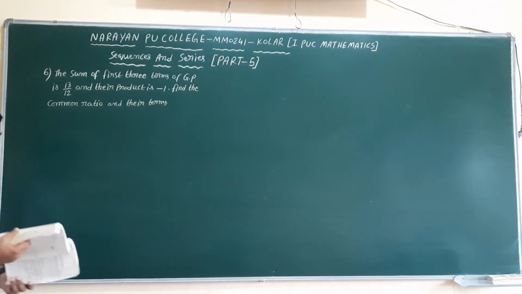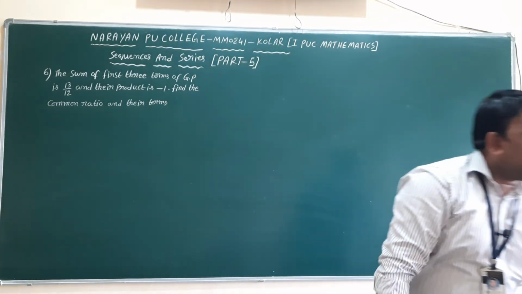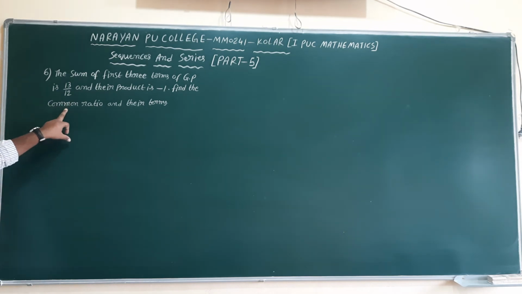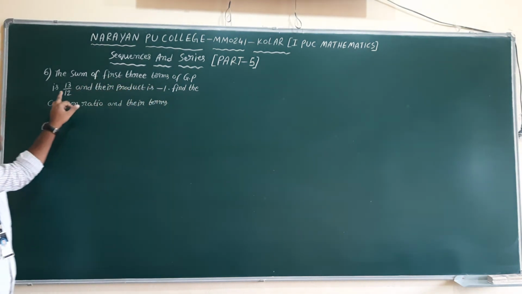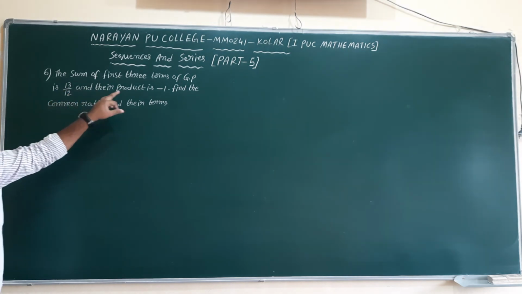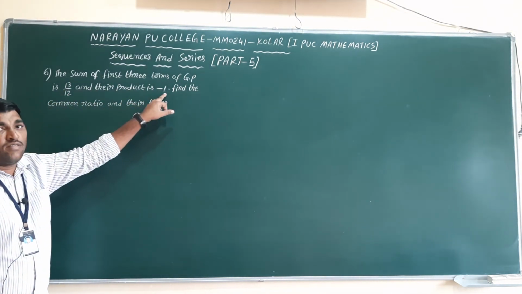It is very important for 3 marks, most important model. So here asking to find 3 terms and common ratio is asking. For that they given some condition. So here the sum of first 3 terms of GP is 13/12 and their product is -1.